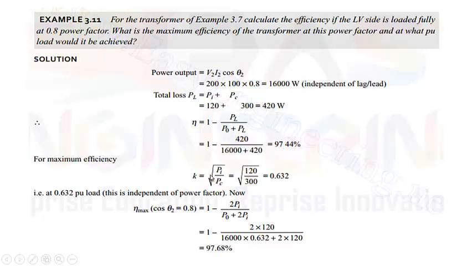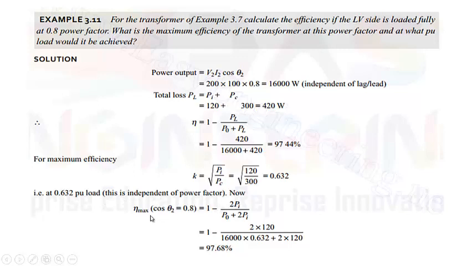For maximum efficiency, the fraction of the load can be calculated as the square root of Pi by PC, that is 120 by 300, that is 0.632. So this will be the fraction of the load at which maximum efficiency occurs. That is 0.632 per unit load, the load factor.